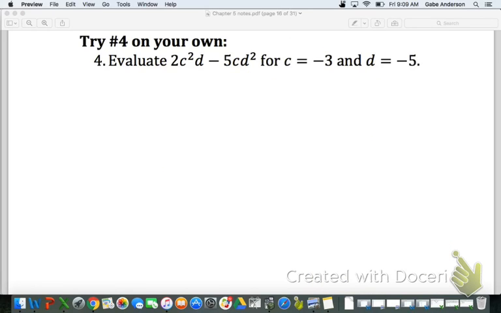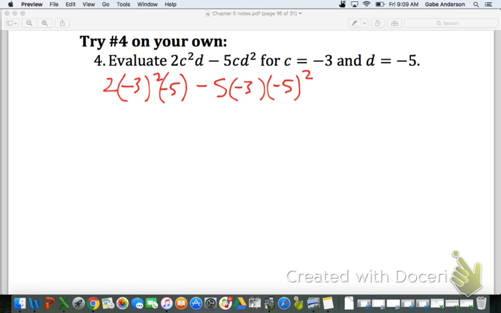So, as always, I think your best bet is to replace all of your C's and D's with empty parentheses and then plug from there. So I'm going to evaluate by doing that. 2 parentheses squared, parentheses minus 5 parentheses, parentheses squared. You're going to be very careful that you're plugging things in where they're supposed to go. So C is -3, so I'm going to plug the -3 in here and here. D is -5, so that's going here and here.